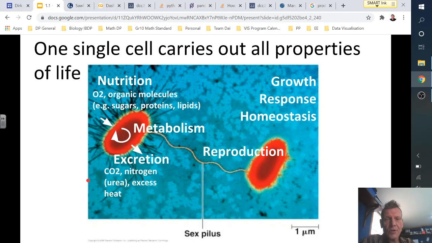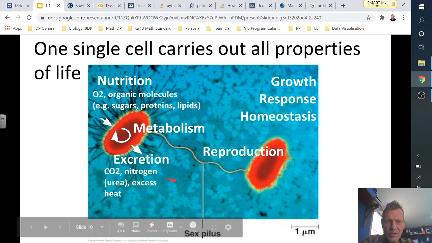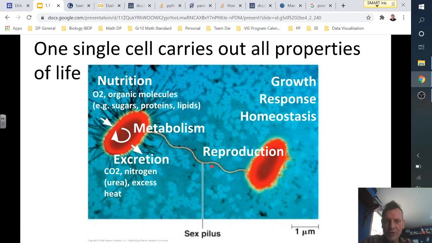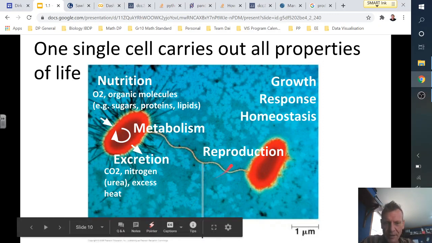Now, this is the conjugation here, and also the whole idea that all of these functions of life are also performed by one particular cell. So we have here a connecting tube, you might say, that connects both of these bacteria together, and that's known as a sex pilus. Now, here in the bottom you see 1 micrometer.